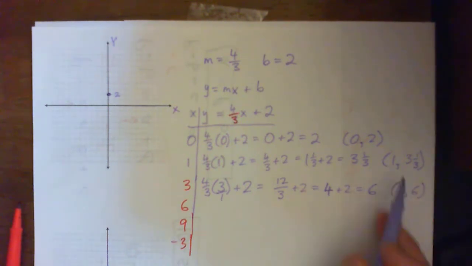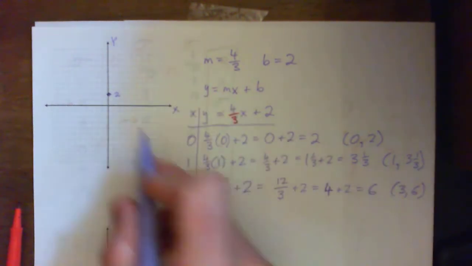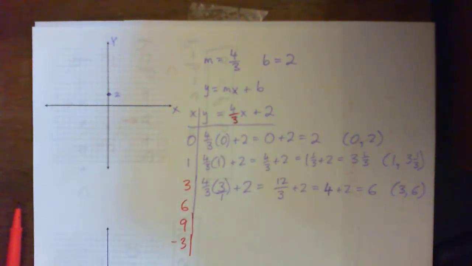So that's a nicer one than 1 and 3 and a third. That's harder to plot, isn't it? So 3, 6, that's better. So let's plot 3, 6 on the grid, right?